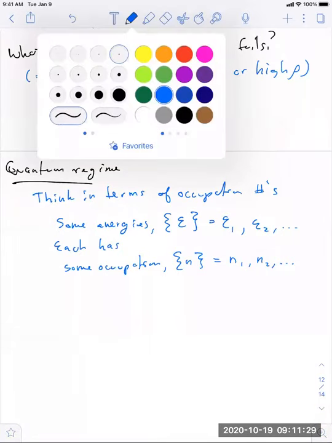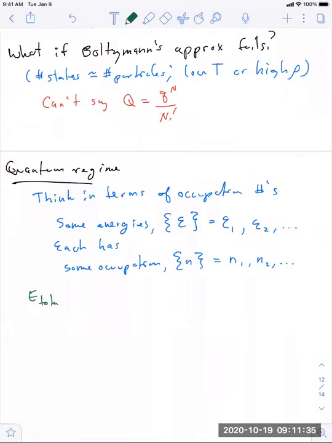So this introduces some constraints. So I know that the total energy is going to be equal to the sum over all of my states of the occupation of that state times the energy of that state. And then also the number of particles in the system. Basically every particle must be somewhere, so my sum of occupation numbers must equal the number of particles. So these are the constraints on the system.